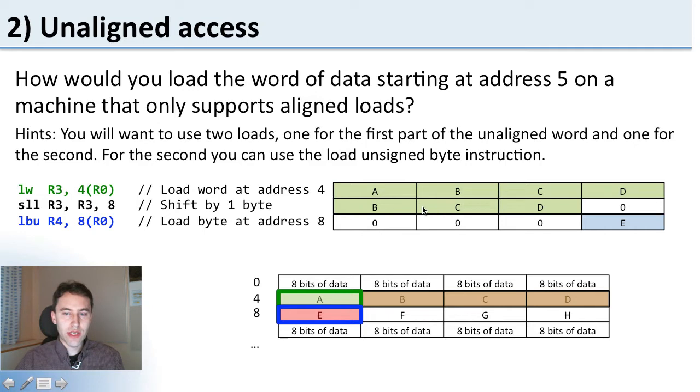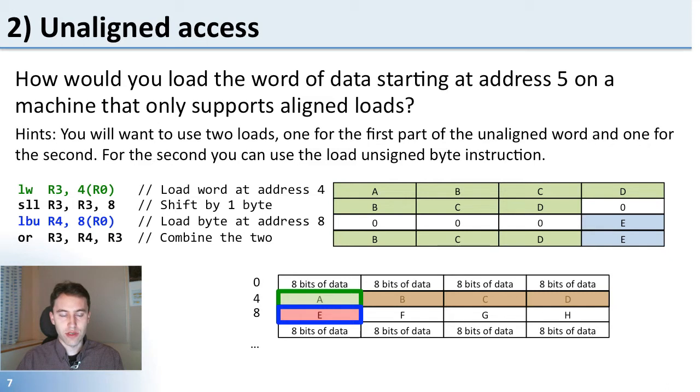Now what we need to do is combine these. We need to combine this word, which is in R3, which has a 0 here, with this word here, which is in R4, which has zeros here. And to combine them, we're going to use an OR. And the OR will replace the contents of this 0 with E, and replace the contents of these zeros with the B, C, and D. So we go ahead and do our OR. When we OR them, we now get our final results.